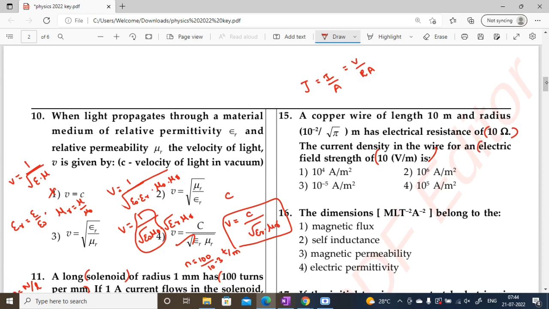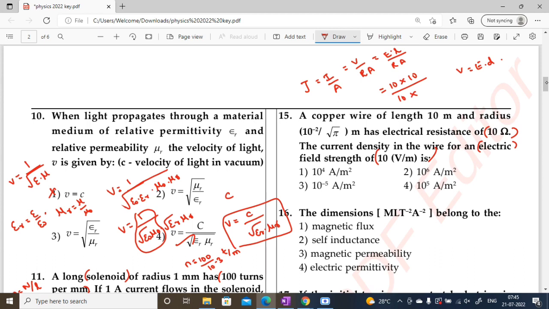I'm trying to change the equation in terms of what the question gives me, right? So here V is given in terms of electric field. We know that potential is the electric field multiplied with the distance. So potential is given by E into length divided by R into A. Substituting all the values given, electric field is 10, multiplied with the length, which is again 10 meters, no need to convert. Resistance is 10 ohms.